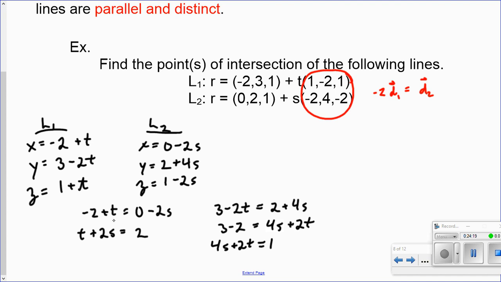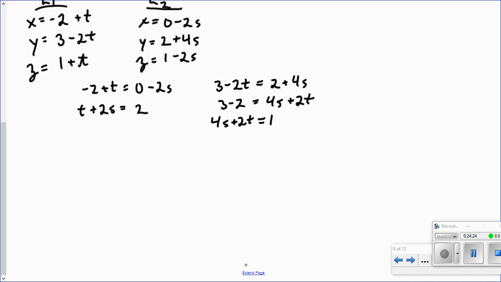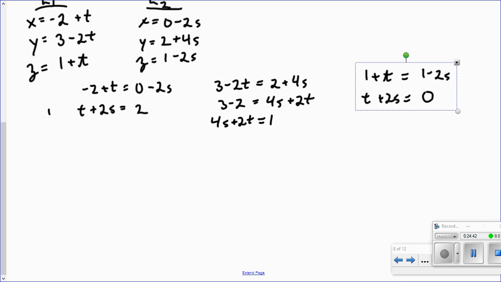Okay, and then let's do my z component. 1 plus t equals 1 minus 2s, and that'll be t plus 2s equals 0. Let's call this equation 1, this equation 2, and this equation 3.